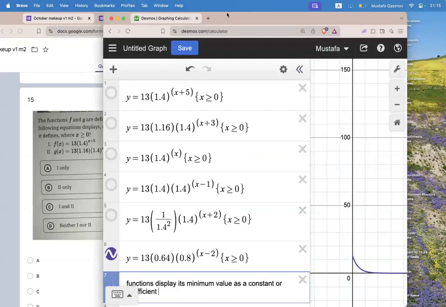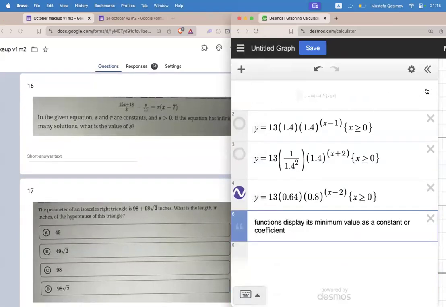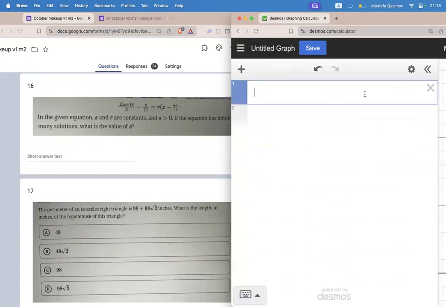Let's continue. If you don't have any question, we can continue. 16. For 16, it says that we have infinite number of solutions. So you can think it like that. Whatever we write instead of x, it will be correct.